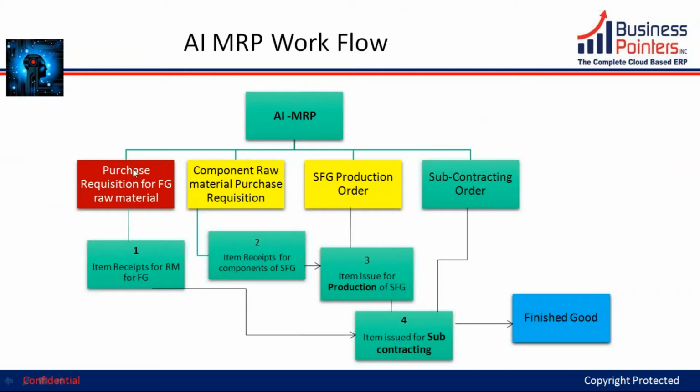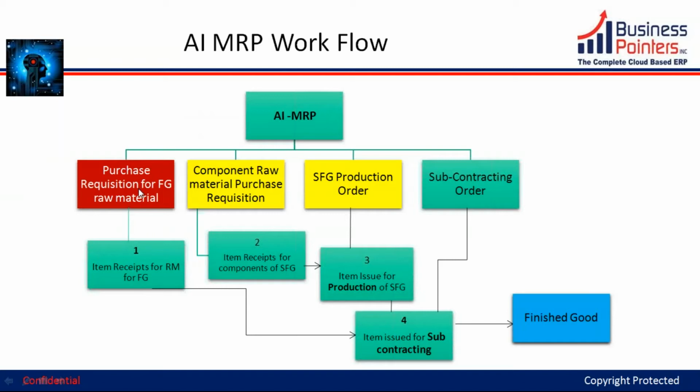So we have the MRP. The next is the purchase requisition for the finished good raw material that's being created, component raw material purchase requisition being created, semi-finished good production order is being created, and subcontracting orders are being created. The next is item receipt for the raw materials for the finished good, and item receipt for the components of the semi-finished good into the system.